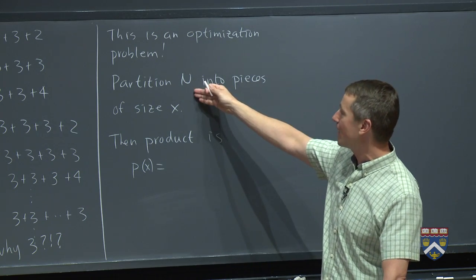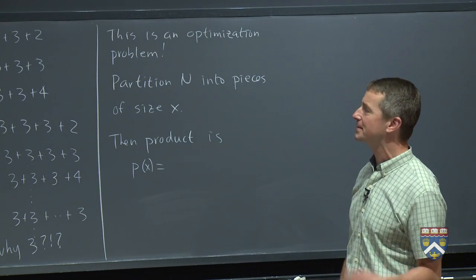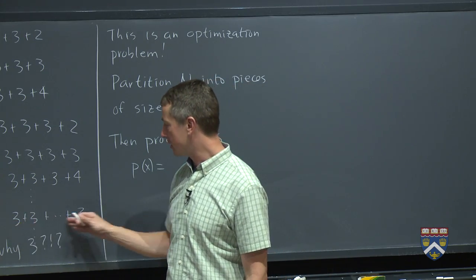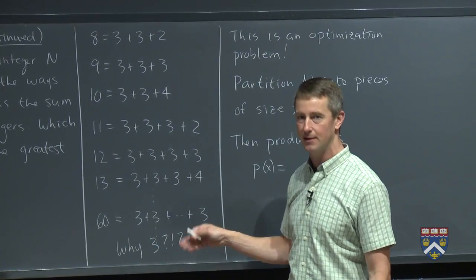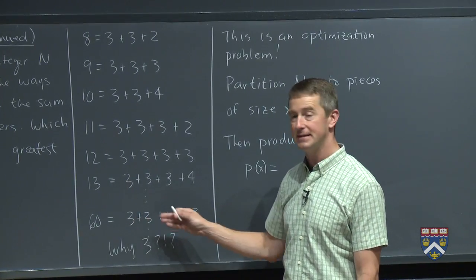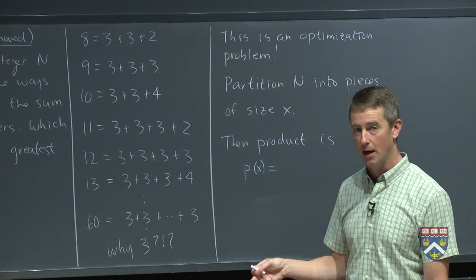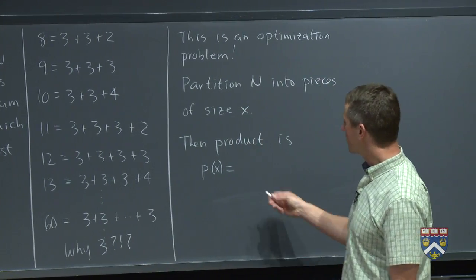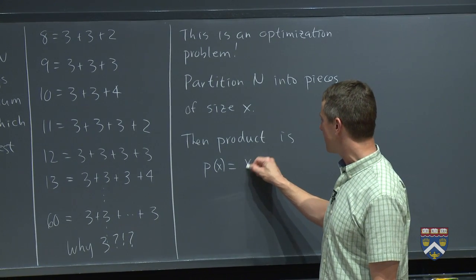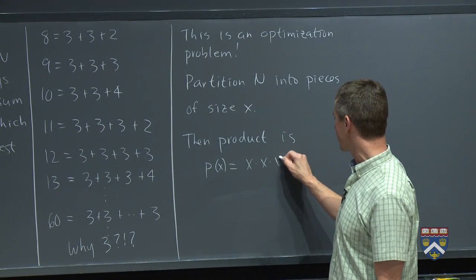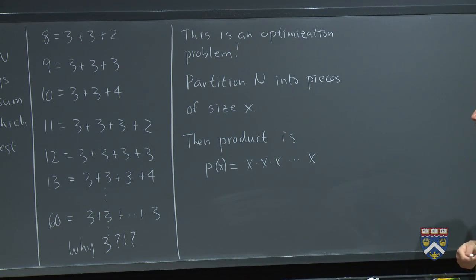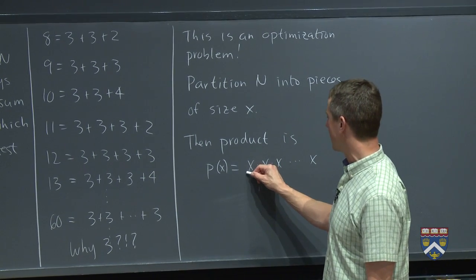So we're going to take our number n, and we're going to break it up into pieces of size x. So for example, here in 60, we could break it up into pieces of size 3. There'd be 20 of them. We could break it up into pieces of size 5. There'd be 12 of them. Pieces of size 10. There'd be 6 of them. So what we're going to do is this product, p of x, is a bunch of x's all multiplied together. How many x's are there? How many times am I multiplying x here?